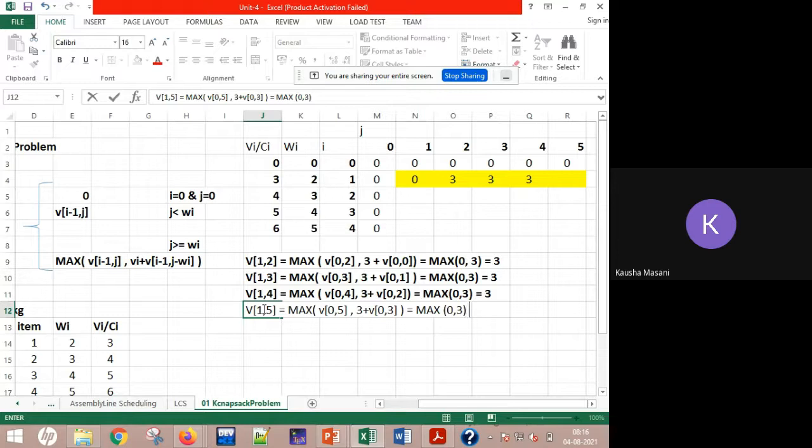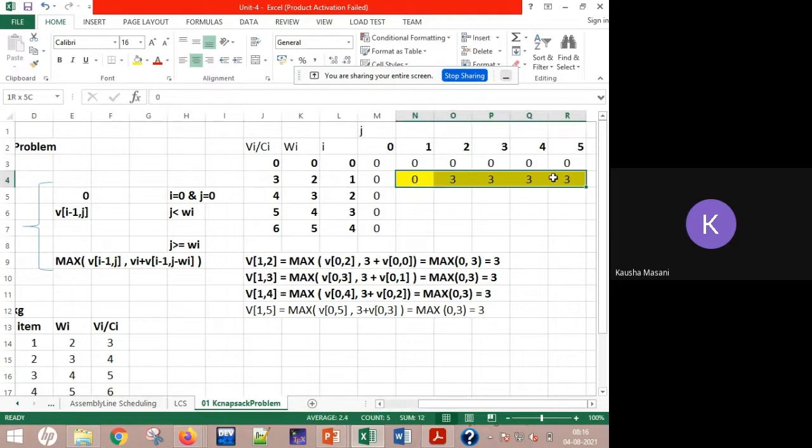Online students, did he say correctly to me? He is telling 3 is the answer. Yes. Okay. So this is how you fill the table. We have filled our first row. Like this, we have to fill each and every row.